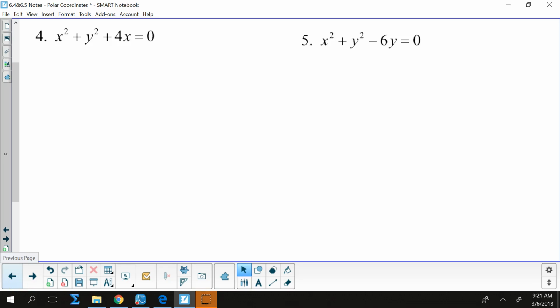So what are the tools that you have to use? r squared equals x squared plus y squared, or r equals the square root of the quantity x squared plus y squared. Okay, that's one of them. What other tools do we have at our disposal?